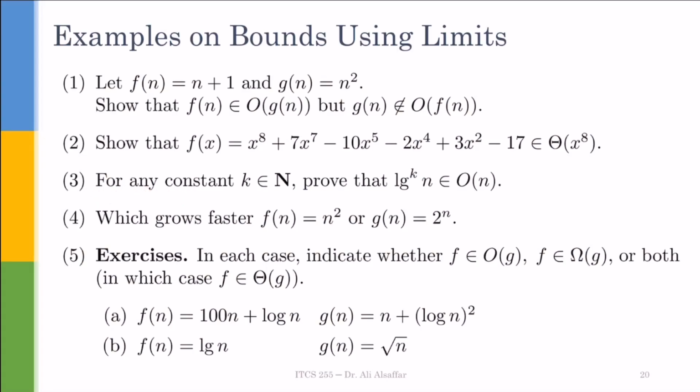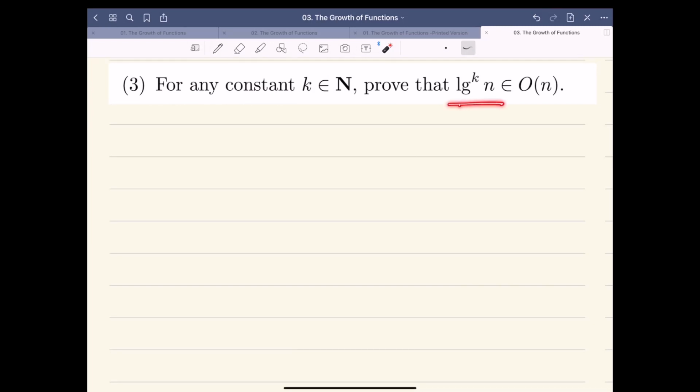In example number 3, we have a function that involves log. And here we have log of n that is raised to power k, and k is a natural number. We need to prove that such a function always belongs to big O of n. This function lg raised to power k of n is in fact log base 2 of n altogether raised to power k. So it's a power function of log.